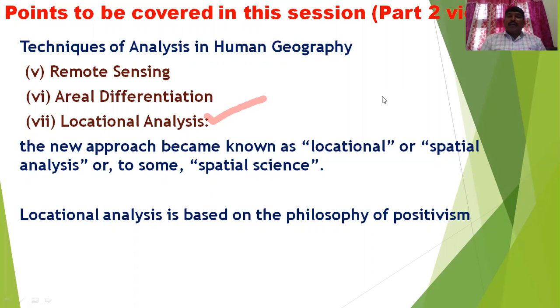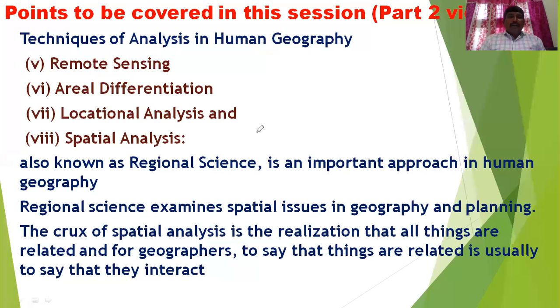It may be concluded from the above discussions that regional synthesis is the main area of investigation of geographers. And the next technique of analysis is spatial analysis or regional science. Spatial analysis, which is also known as regional science, is an important approach in human geography. Regional science examines spatial issues in geography and planning. Spatial analysis is a type of geographical analysis which seeks to explain patterns of behavior and their spatial expressions in terms of mathematics and geometry, that is, locational analysis.